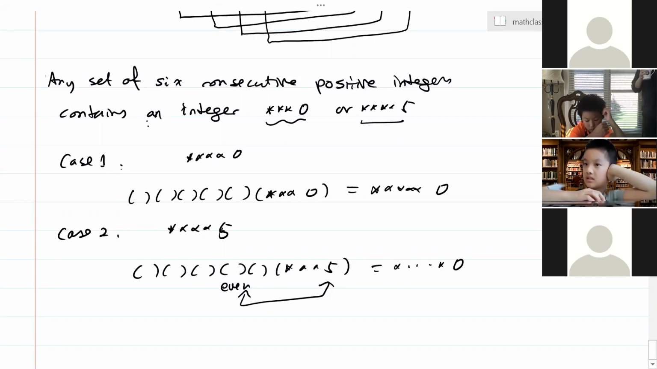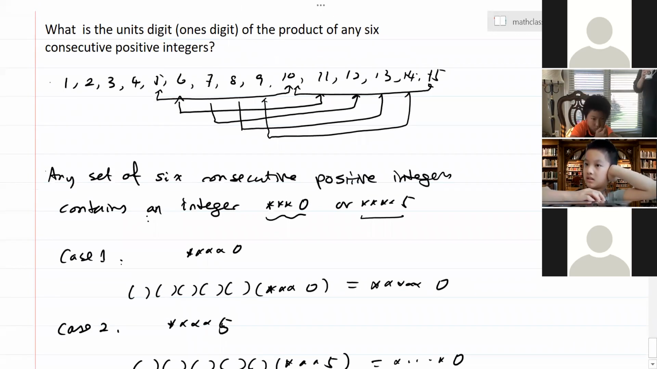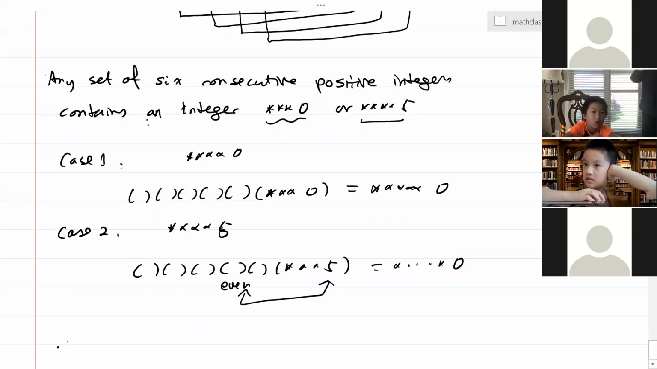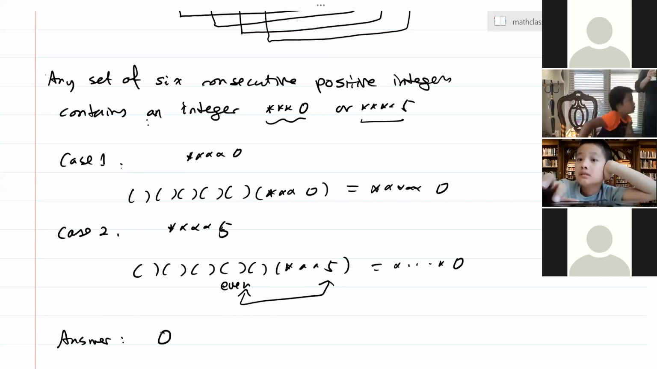So the answer to that particular problem, what is the units digit? The answer is 0. Okay, it has a 0. So you divide them into two cases.